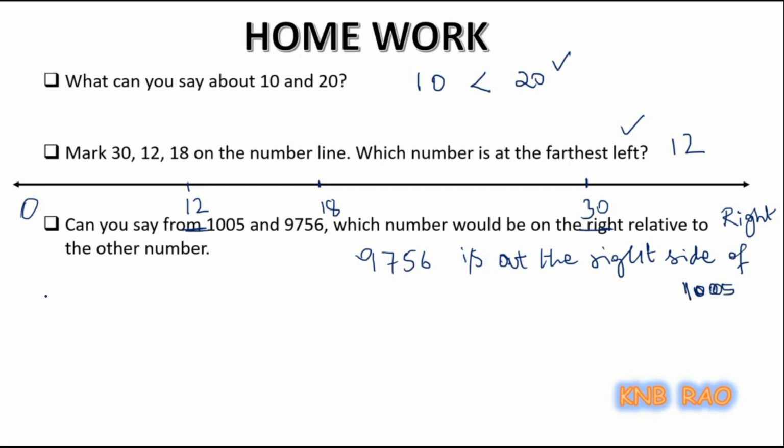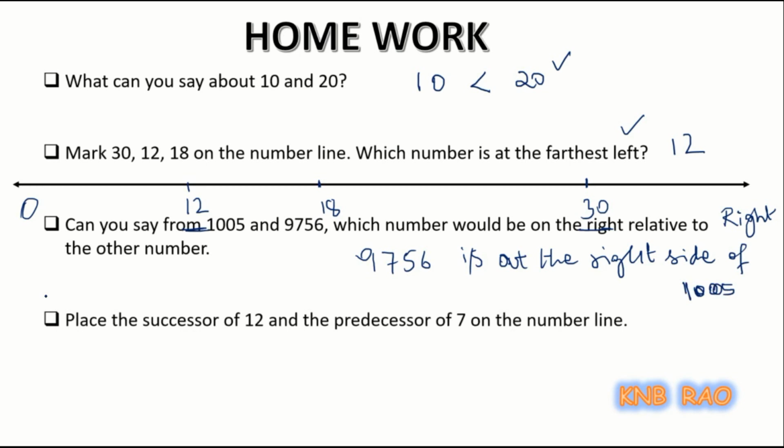Now coming to the last question, place the successor and predecessor of 12 on the number line. For this, I hope you know how to draw a number line. After drawing the number line, the successor of 12 is 13, to be shown. The predecessor of 12 is 11. This is to be shown after drawing the number line. I hope you have done it.